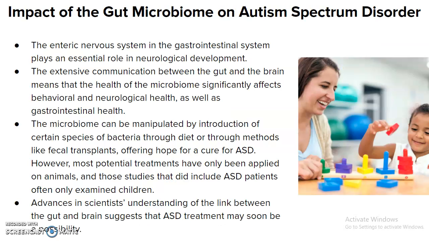So basically, we've learned that the enteric nervous system, which is the gut microbiome, plays an essential role in neurological development. And the communication between the gut and the brain means that the health of the microbiome affects behavioral and neurological health as well as GI health. And scientists have shown that the microbiome can be manipulated by introduction of certain species of bacteria to offer a cure for ASD, but this still needs to be tested on humans.